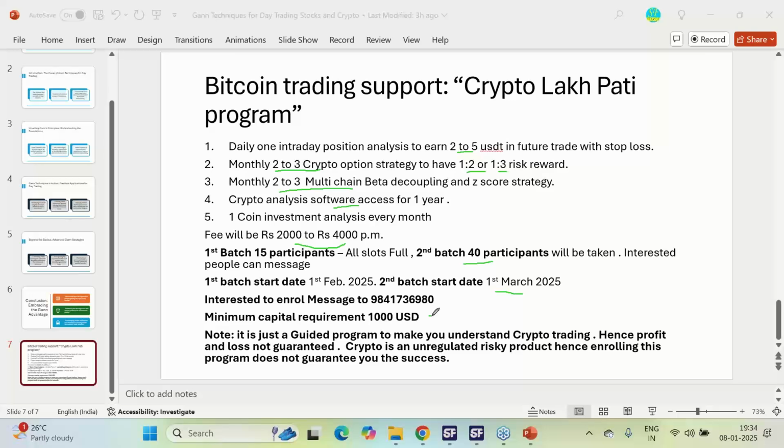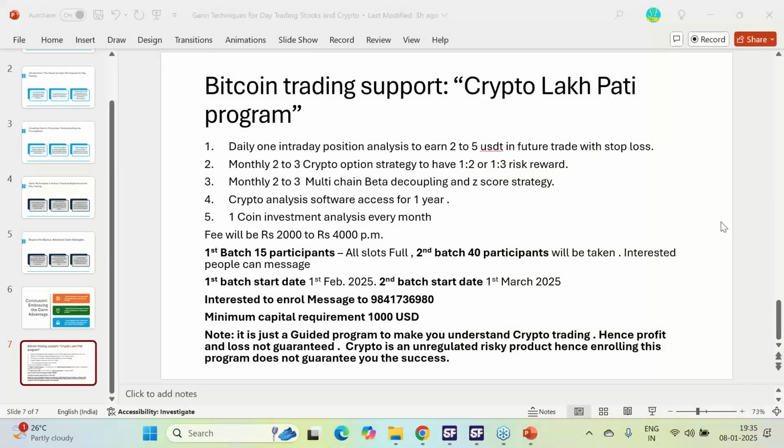What will be the minimum capital you require? You can start with 500 USD also. 1000 USD is better, so that you can implement everything: the option strategies, the decoupling strategies, everything in that. First, it is just like a guided program to help you understand the trade and initiate the trade.